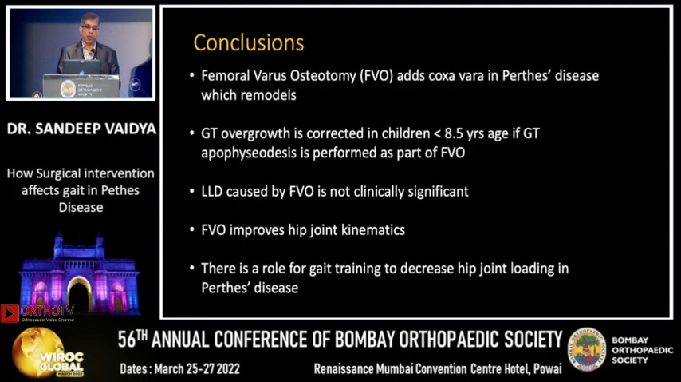So to conclude, femoral varus osteotomy does add coxa vara in a case of Perthes disease. However, this varus remodels. GT overgrowth is corrected, especially in children less than 8.5 years of age. Limb-length discrepancy caused by femoral varus osteotomy is not clinically significant if you are performing an open wedge osteotomy. Femoral varus osteotomy does improve hip joint kinematics and kinetics, and there is a role for gait training to decrease hip joint loading in Perthes disease.